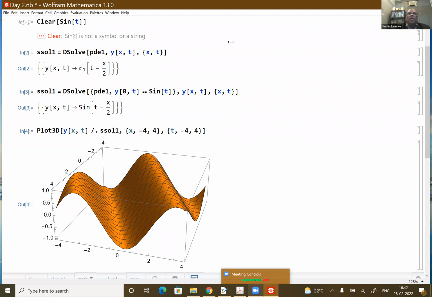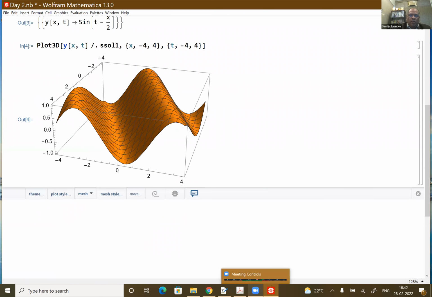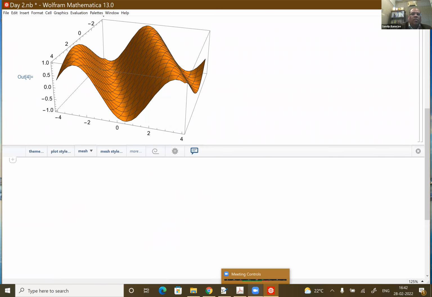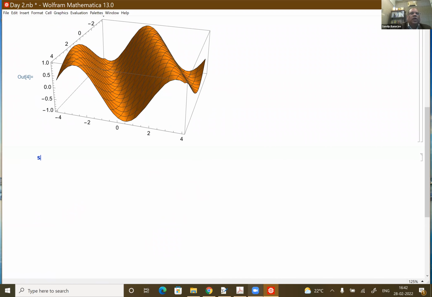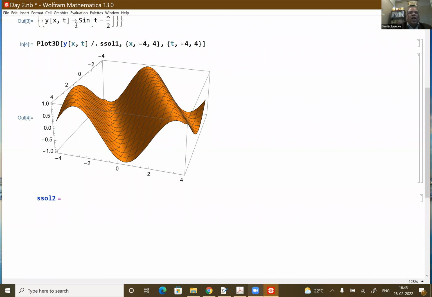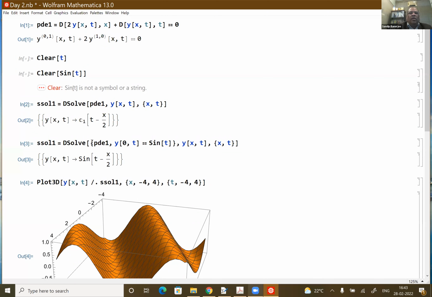Okay, let's solve another one. Sorry. Two. So instead of PDE1, I could have directly written the differential equation here. Which is what I'm doing now.